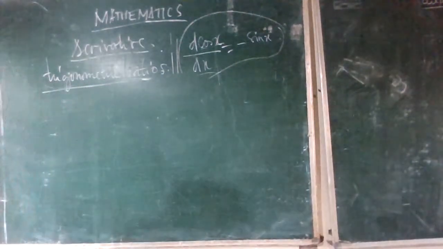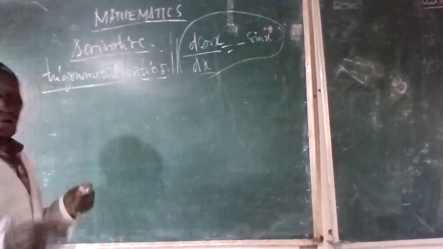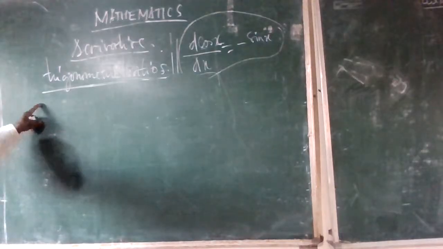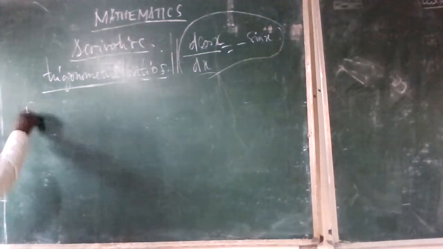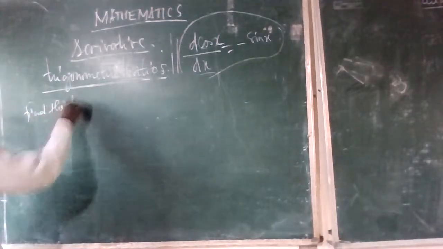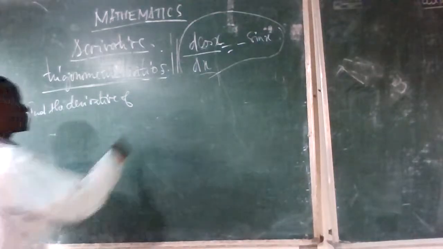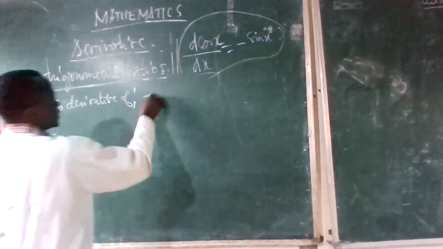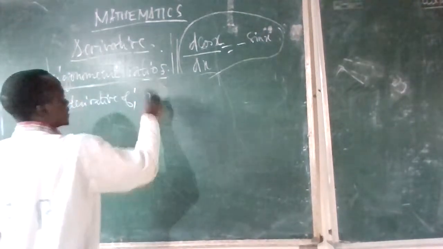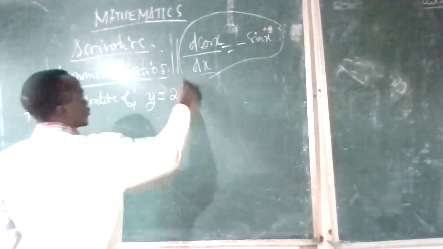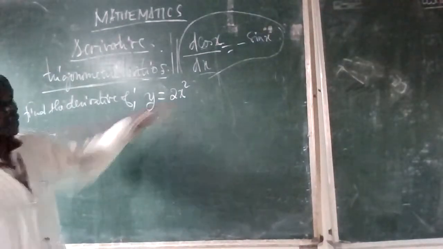So last time we saw how to make a derivative by using the definition or first principle. Today I am going to show you how to find the derivative of, for example, 2x squared. Let me say y is equal to 2x squared. Yes? Now we are going to find the derivative of this one.